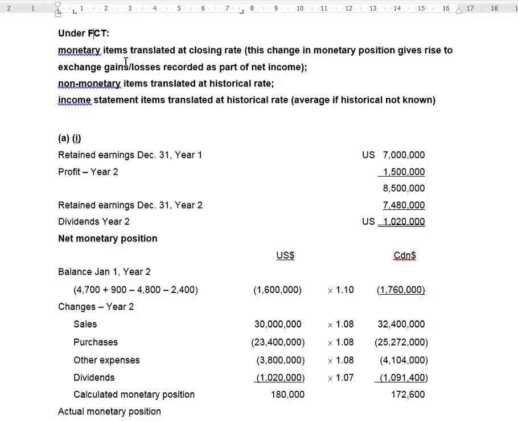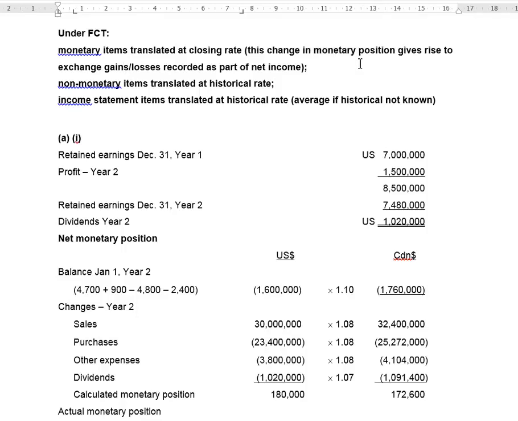So now, in our question here, using FCT, don't forget, we have to look at anything that gives a change in the monetary position in order to calculate any exchange gain and loss that goes into net income. So before we do a translated income statement, we should know exactly how much of a gain or loss would be going into our translated net income as a result of any change in our monetary position.